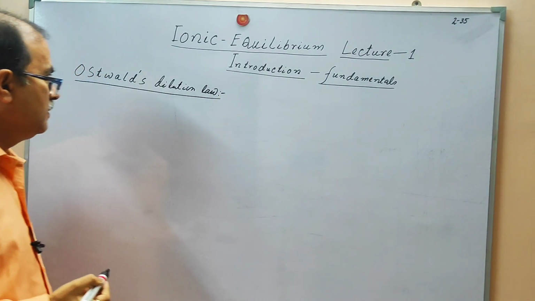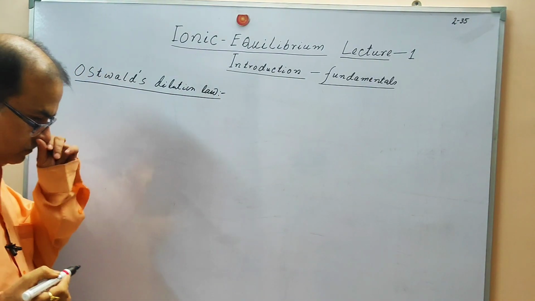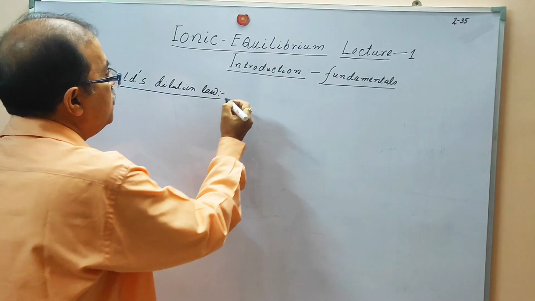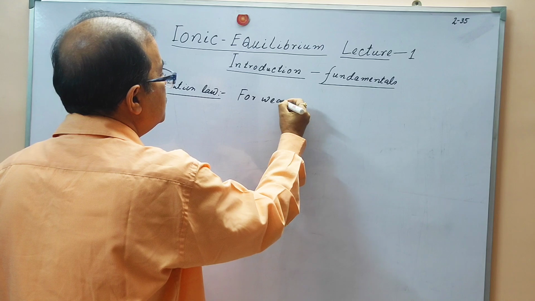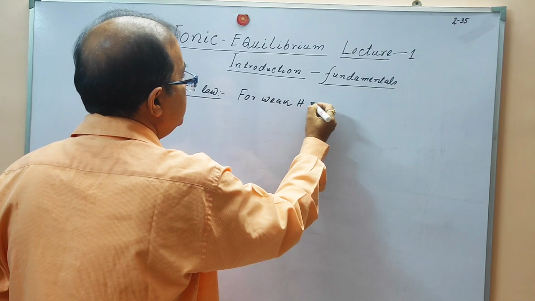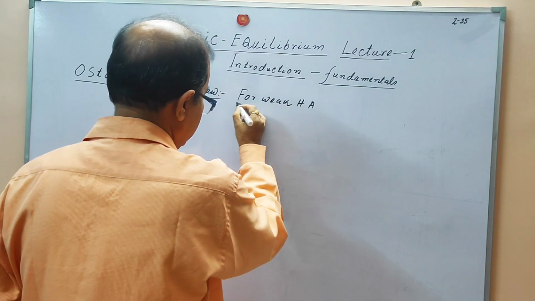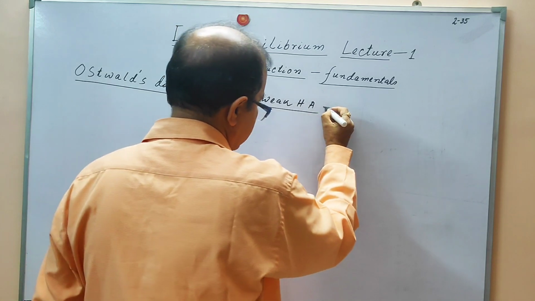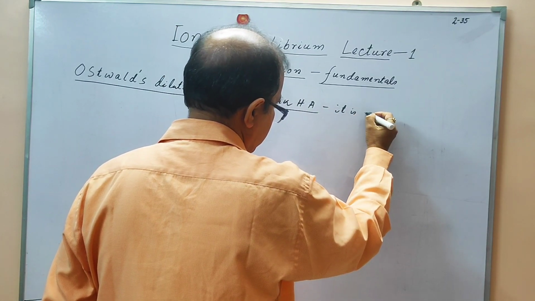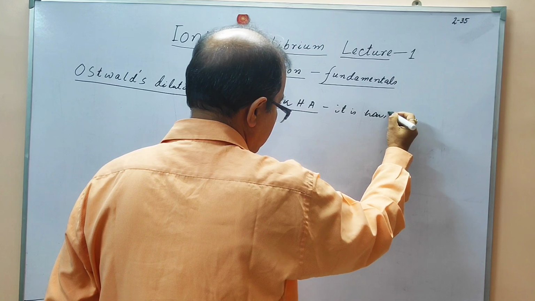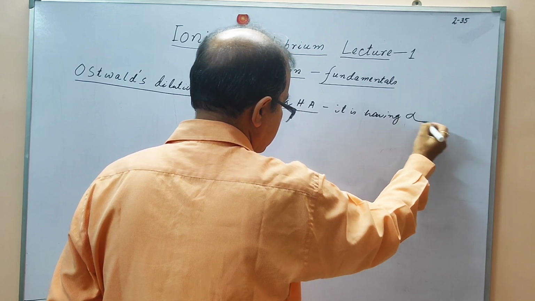A very important thing is Ostwald's dilution law. This is for a weak acid. Suppose the weak acid is HA, and it has a degree of dissociation alpha.